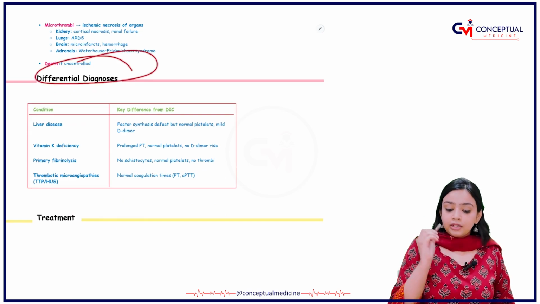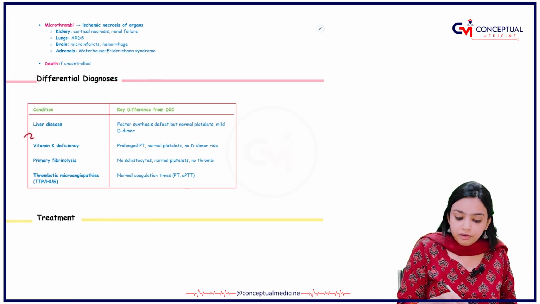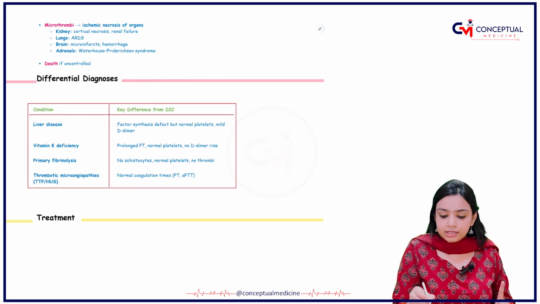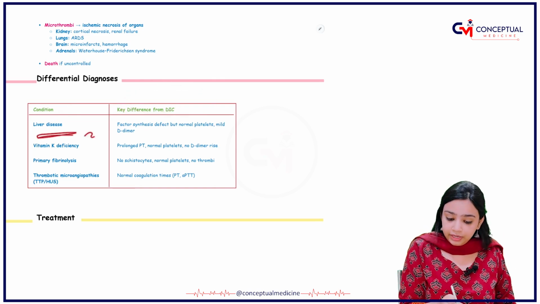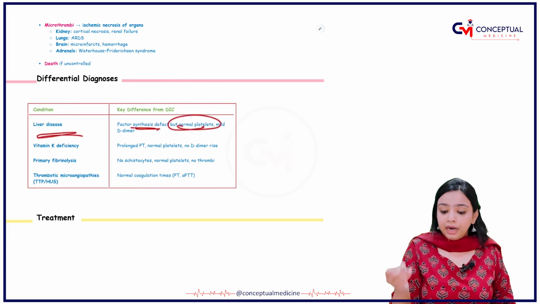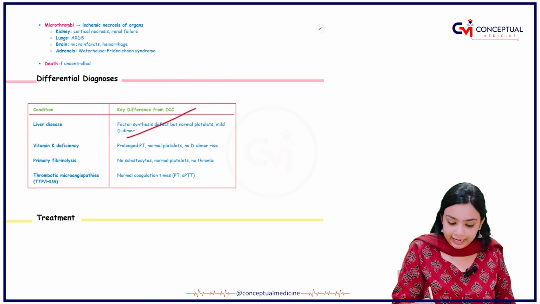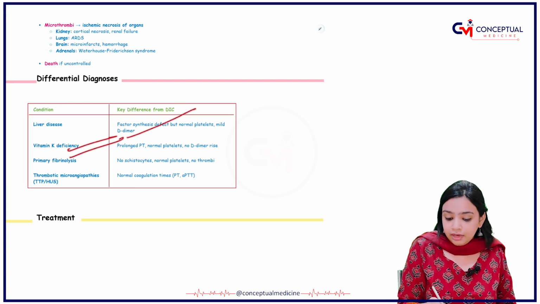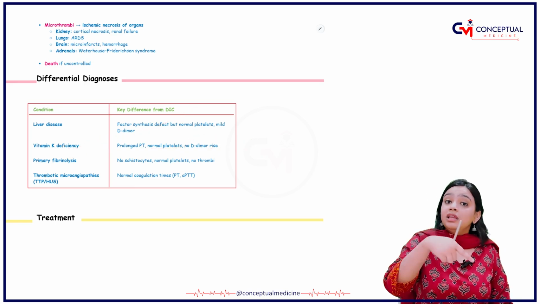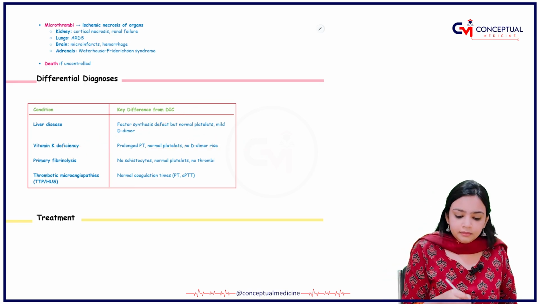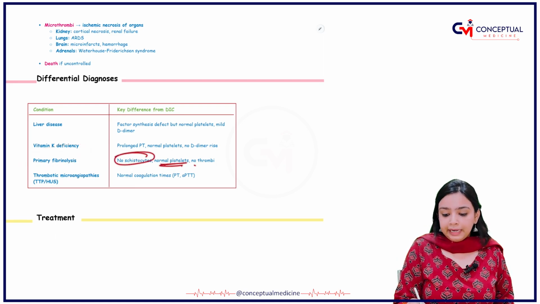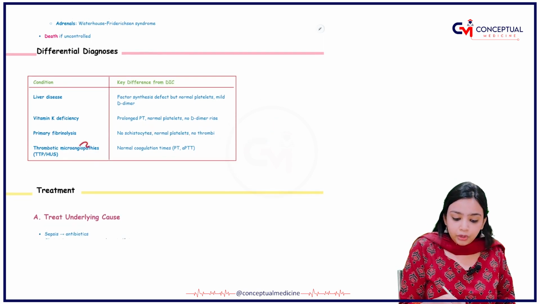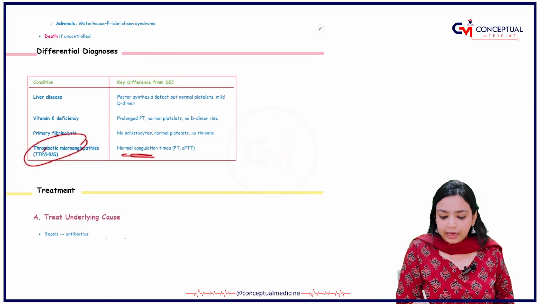What are the differential diagnoses, guys? First one is liver disease. What is the key differential? How will you differentiate that it is not DIC, it is a liver disease? Factor synthesis defect, but normal platelets and D-dimers. Vitamin K deficiency: there will be prolonged BT, normal platelets, and no D-dimer rise. There was a D-dimer rise in your DIC. Primary fibrinolysis: there will be no schistocytes, normal platelets and normal thrombi. And in TTP, there will be normal coagulation time.